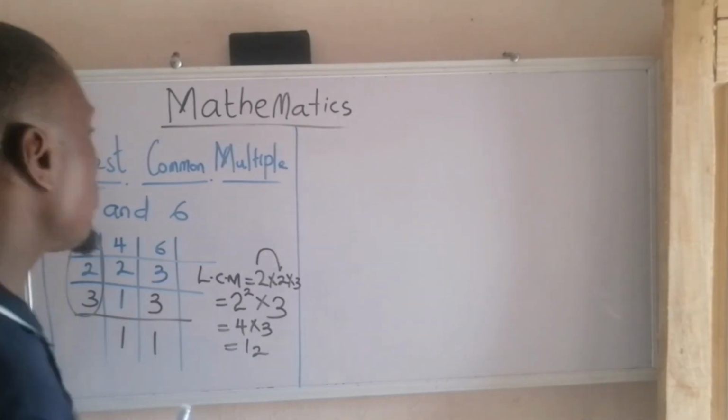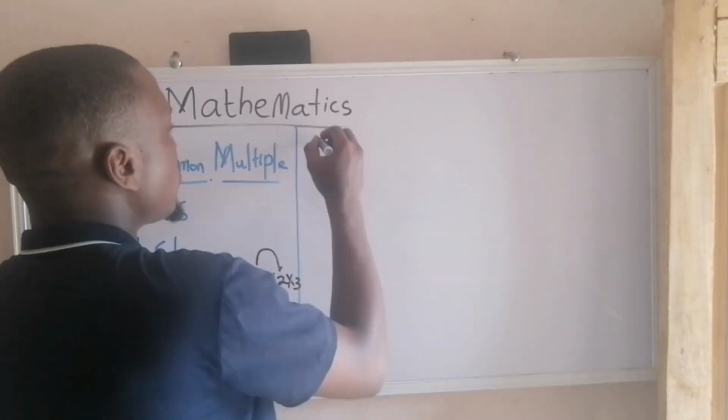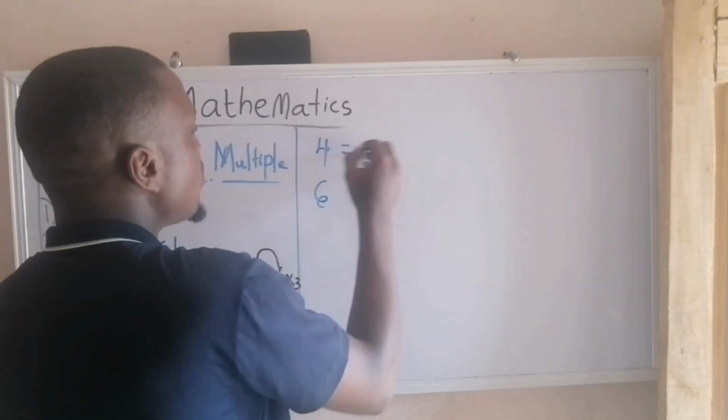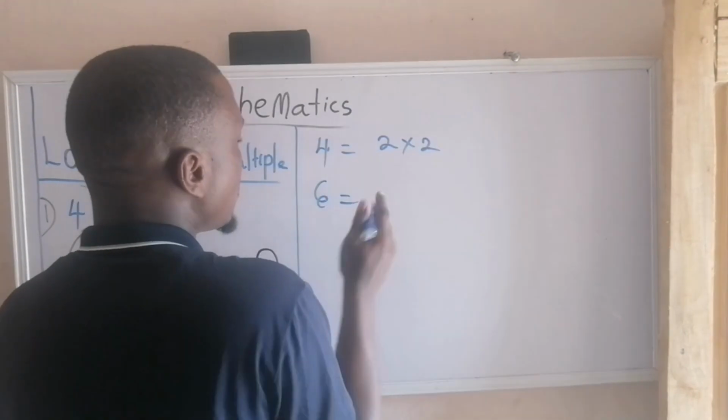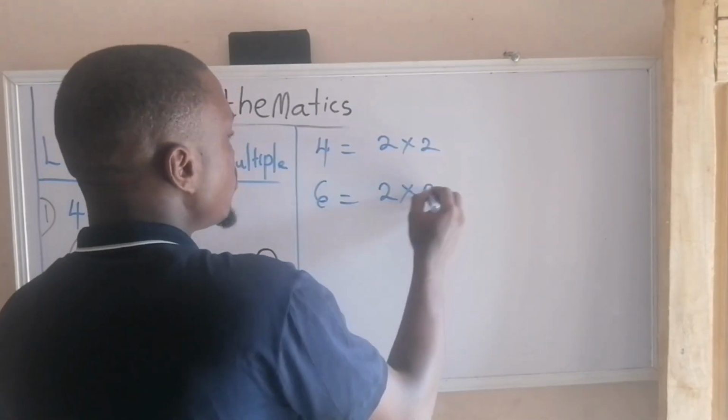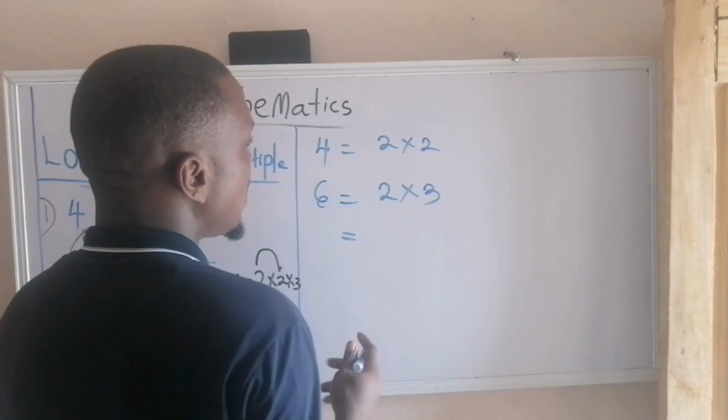So let's use the other method, 4 and 6. Let's use the multiplication method. You just write 4 equals 2 times 2, and 6 equals 2 times 3. So the way you do it is that you pick the numbers individually.